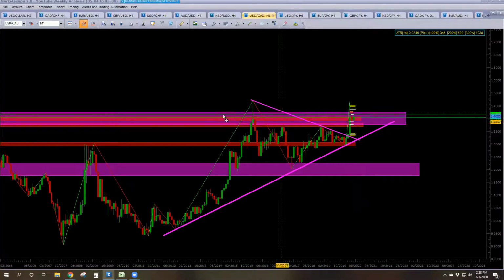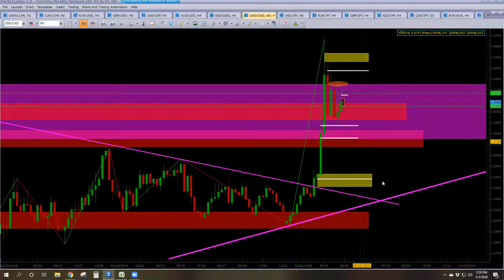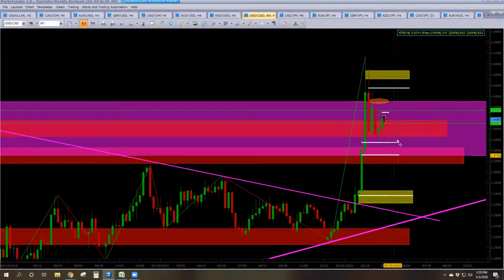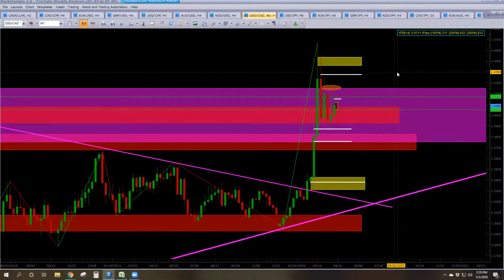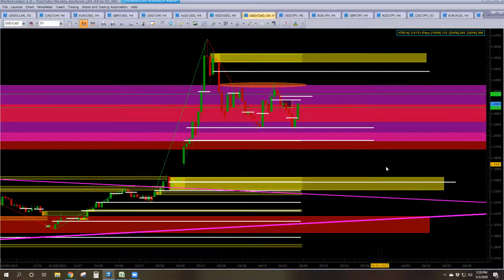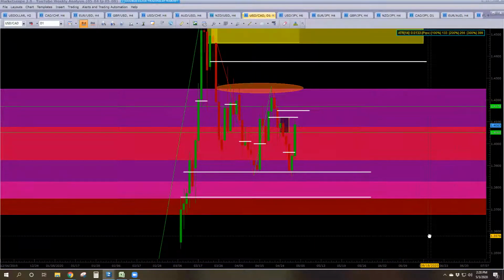I'll show you what those boxes are right there. Weekly, nothing really shows on the weekly. We popped out of that weekly, and we created demand as well right there, and we're pretty much stuck in that area. We'll break that down right now on the daily chart.